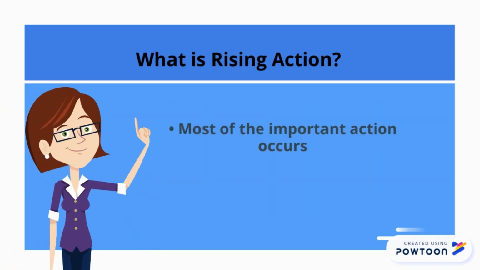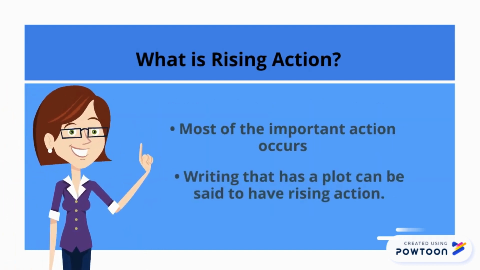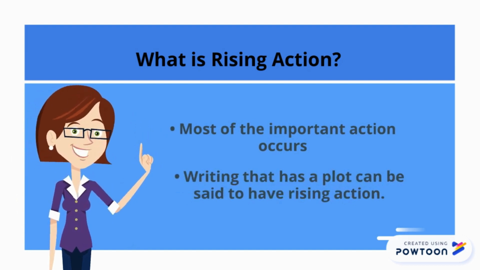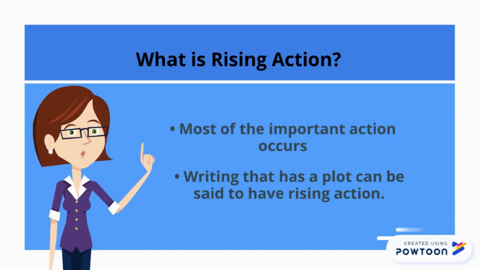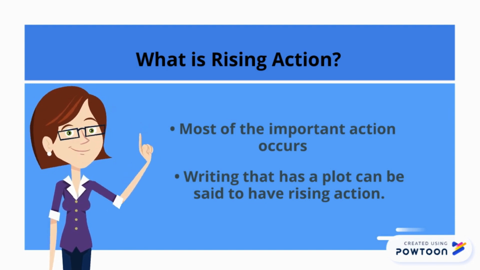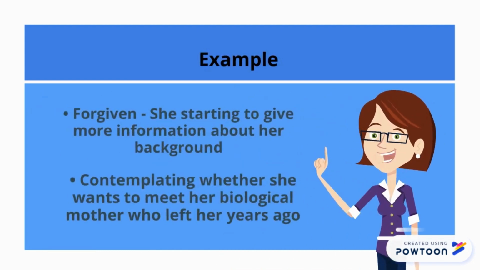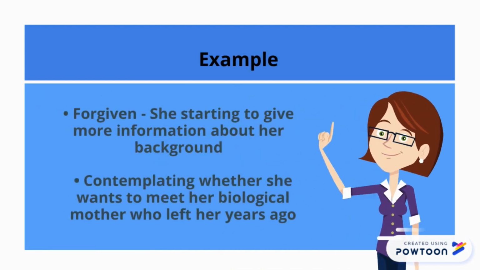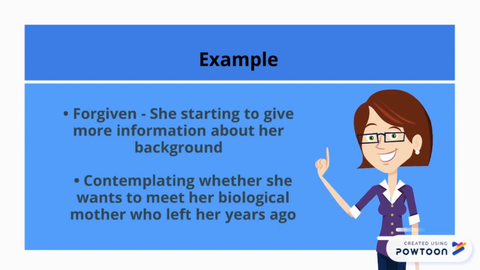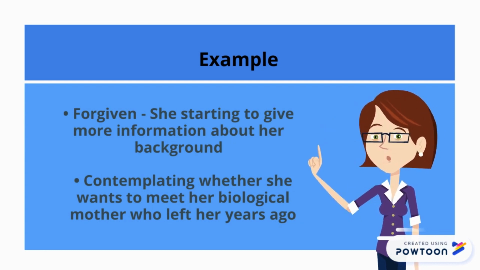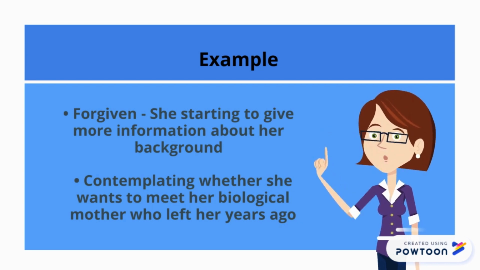Rising action is really the meat of any story, in which most of the important action occurs. Generally speaking, any work of writing that has a plot can be said to have rising action. So the rising action in Forgiven is when she starts to give more information about her background and why she's at the position where she's currently contemplating whether she wants to meet her biological mother who had left her years ago.